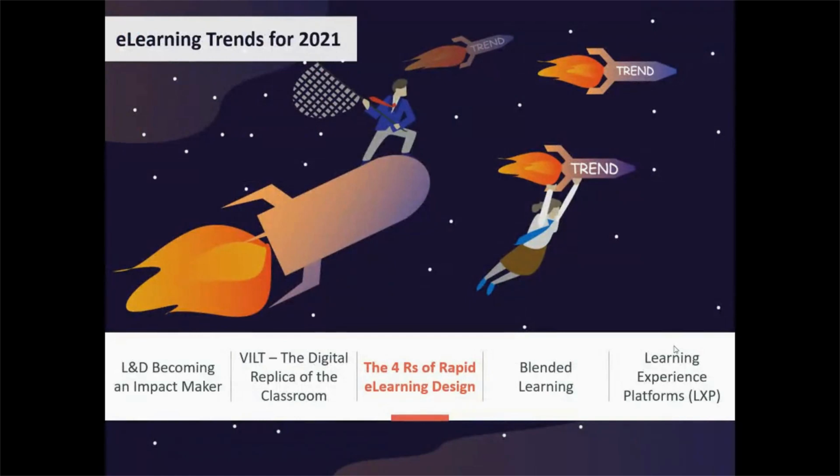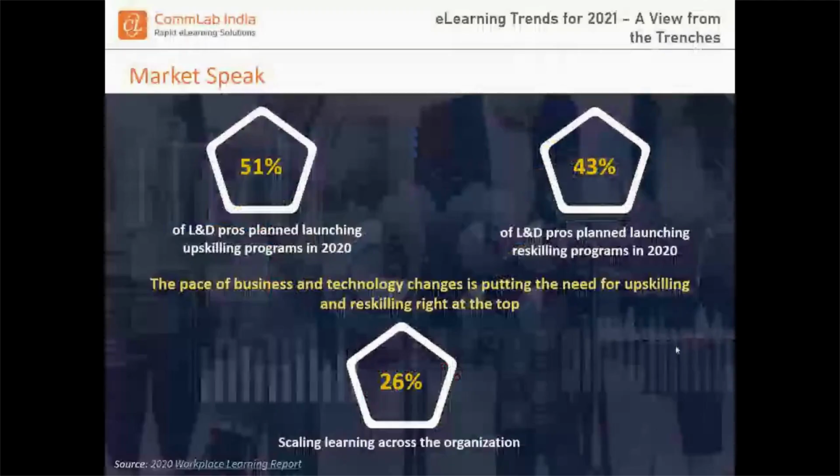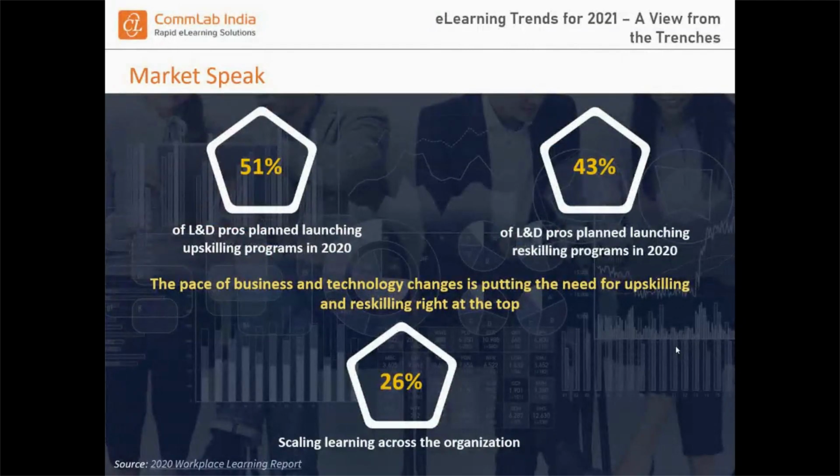Now, the next trend that I would like to touch on is what we at CommLab call the 4 Rs of rapid e-learning design, or the 4 Rs of rapid e-learning conversion. Now, there is this report, the same LinkedIn Workplace Learning report, which I mentioned, in which L&D pros were asked what would their main area of focus be in 2020. So 51% of them responded that they planned launching upskilling programs, and a huge 43% said that they were planning on launching reskilling programs.